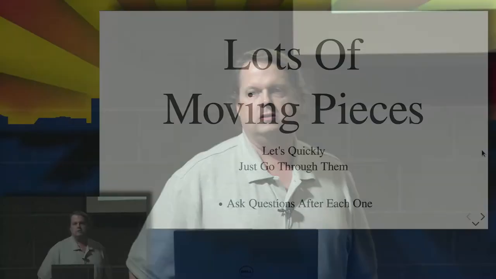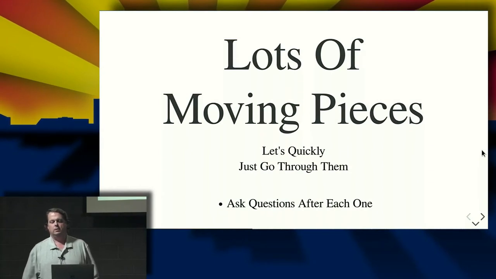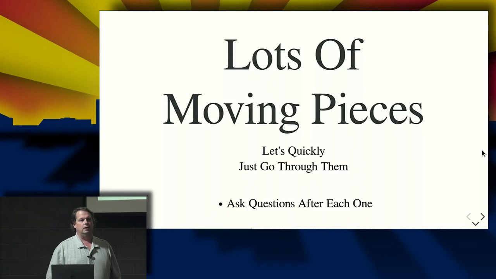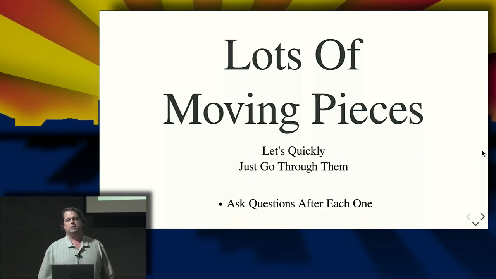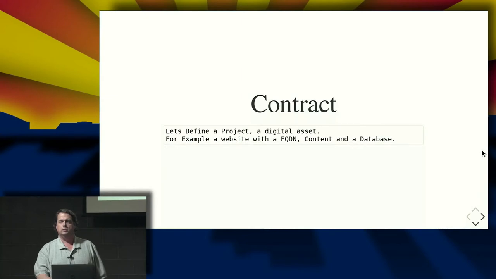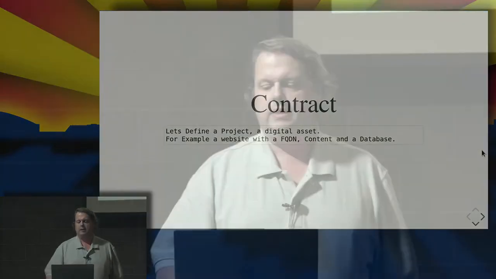So there were lots of moving pieces there, and I'd like to very quickly go through them, and as I do, I'm going to be reframing them in terms of intangible assets. And if you have questions, please feel free to ask. You can ask at the end too, but it'll probably work a lot better as I'm going through them. So the contract, this is where you decide what you're going to build in terms of a digital asset, how much you need in terms of attention in order to do that. So for example, let's talk about putting together a website with a fully qualified domain name, content in a web server and a database, something simple.